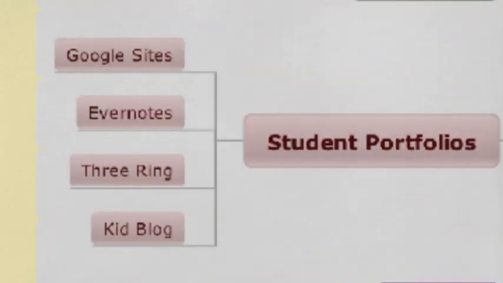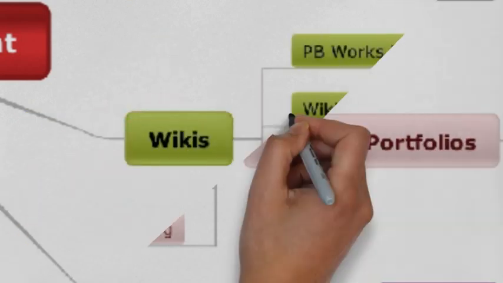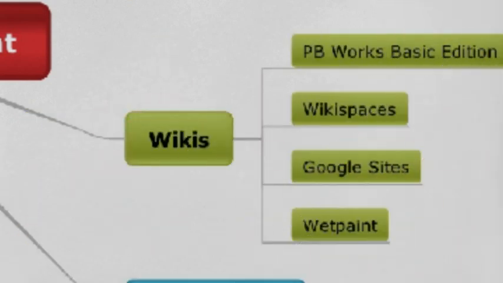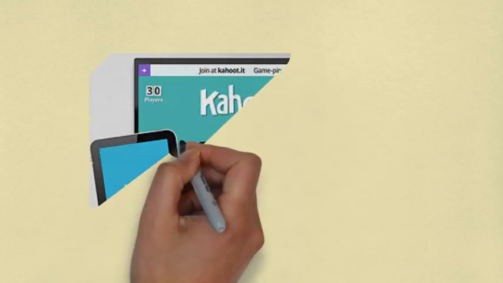Google Sites, Evernote, 3Ring, and KidBlog are all free tools that can be used for student portfolios. Wikis are interactive and encourage collaboration, discussion, student involvement, and can be used for reflection. PBWorks, Basic Edition, Wikispaces, Google Sites, and WebPage are all hosts for wikis.